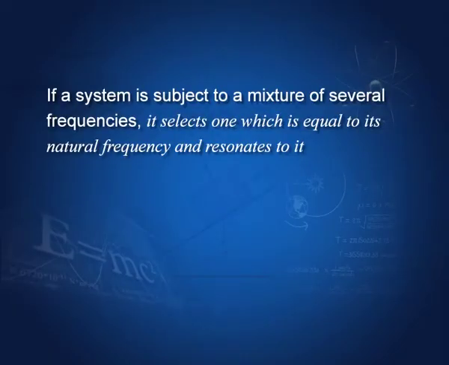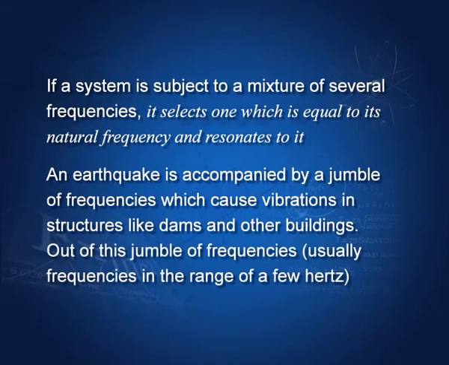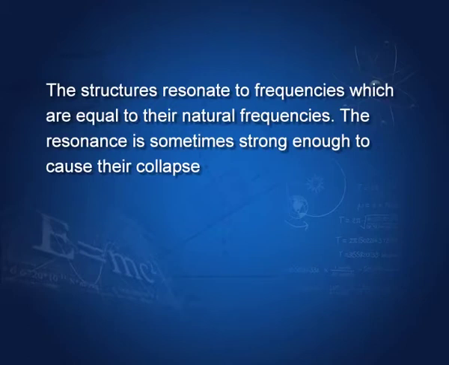If a system is subject to a mixture of several frequencies, then the system selects the one which is equal to its natural frequency and resonates to it. An earthquake, for example, has several frequencies, a few hertz, 1, 2, 3, 4 hertz, and a building has some natural frequency. So out of this jumble of frequencies, the building selects the one which is equal to its natural frequency and resonates to this frequency. And if resonance builds a large amplitude, then damage can be caused to the building.